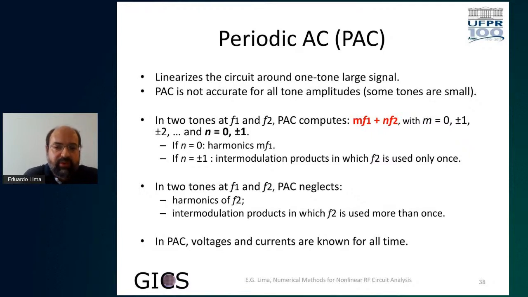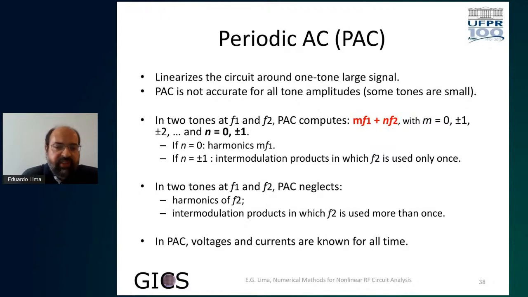Periodic AC, or simple PAC. PAC linearizes the circuit around a one-tone large signal analysis. The influences of the remaining tones are obtained only in the linearized circuit. Because of that, PAC is accurate only if the amplitudes of the remaining tones are small.